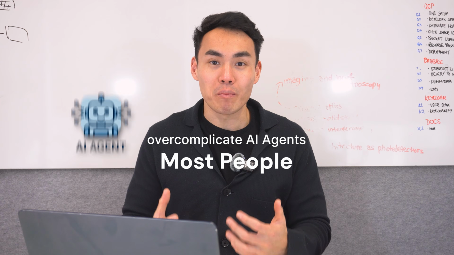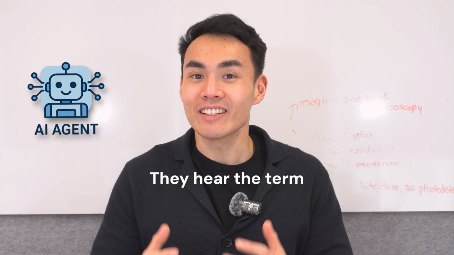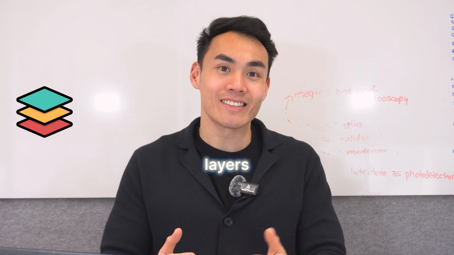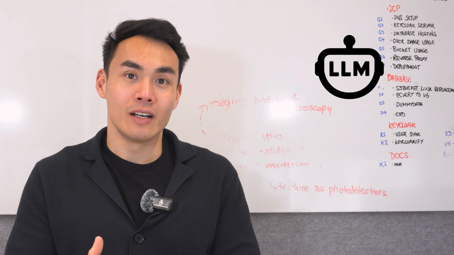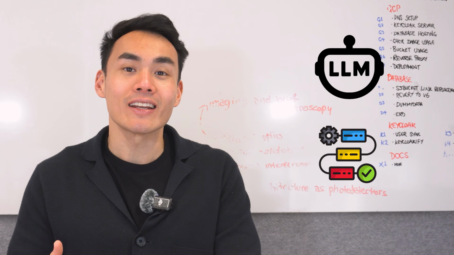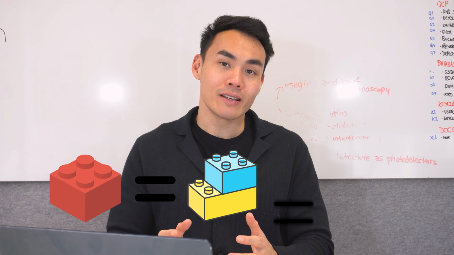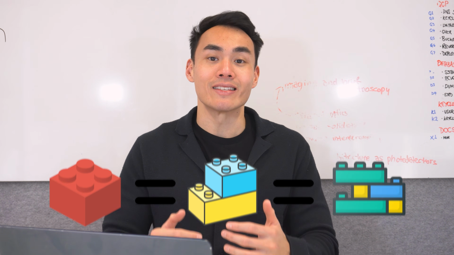Most people overcomplicate AI agents. They hear the term and immediately think it's some kind of black box magic. But in reality, AI agents are simple once you understand the layers. First, the language model, then the workflow, and finally, you have the agents on top. Think of it like Lego. Piece by piece, the blocks fit into place and a clear structure begins to take shape.